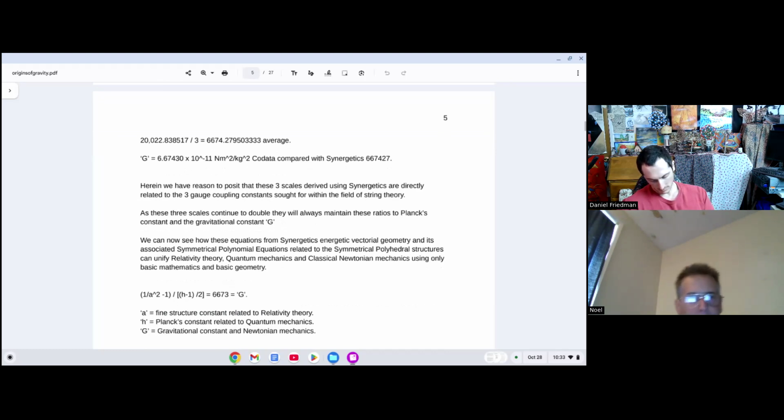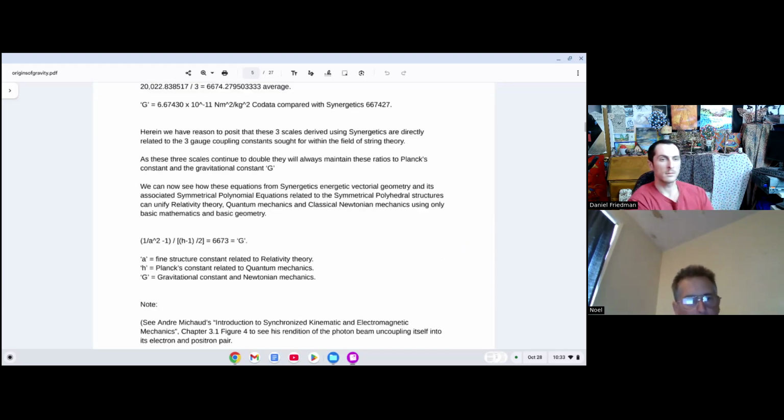As these three scales continue to double, they'll always maintain these ratios to Planck's constant as it continues to double, and the gravitational constant as constant. We can see how the synergetic vectorial geometry and its symmetrical polynomial equations, which are related to the symmetrical polyhedral structures, therefore can unify relativity theory, quantum mechanics, and classical Newtonian mechanics using only basic math and basic geometry.